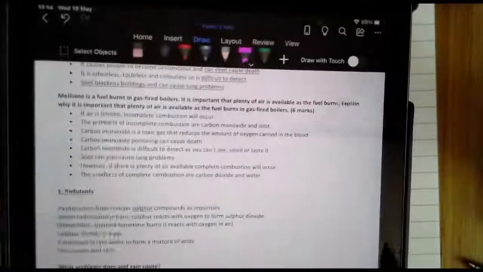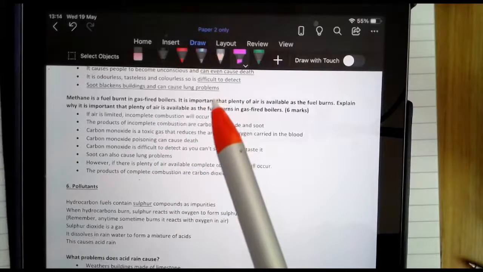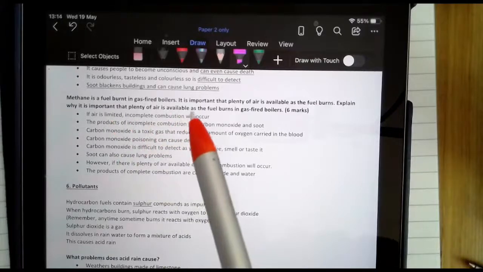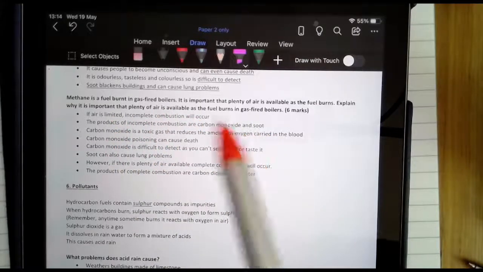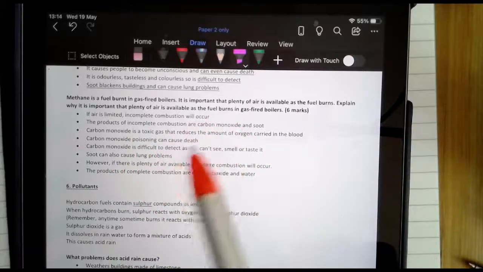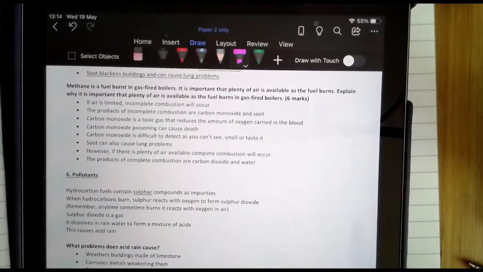So that's what this question was asking you. Why is it important that there's lots of air when you're burning a fuel? Well, if air was limited, you could get incomplete combustion. And if you had incomplete combustion, you've got carbon monoxide and soot. Carbon monoxide is toxic, soot, difficult to breathe, all the rest of it. Okay, so just be aware that that's how they can ask those questions.